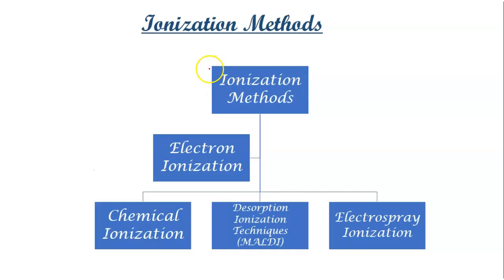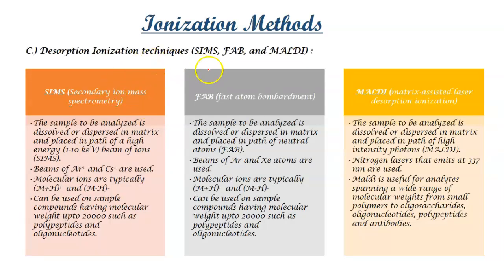Alright, so these are the ionization methods that we were discussing. We have already taken up electron ionization and electron impact. We have discussed chemical ionization. Today we will be discussing desorption ionization technique, that includes SIMS, FAB and MALDI, not just MALDI that I have mentioned over here. All the three techniques that we are going to take, correct? All three techniques involved in desorption ionization, that is SIMS, FAB and MALDI, I have mentioned in a differentiating manner, so that it is easy for you to understand.